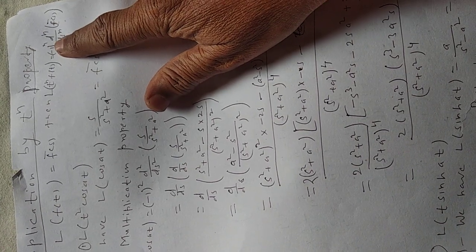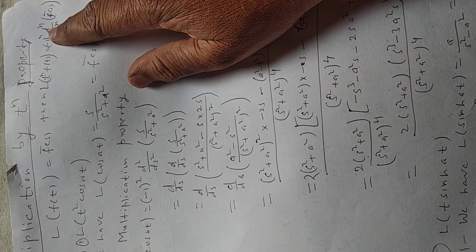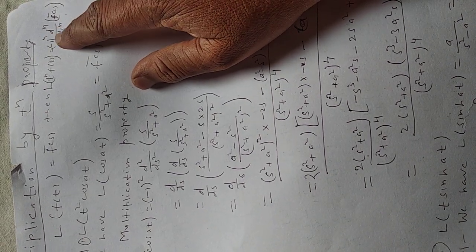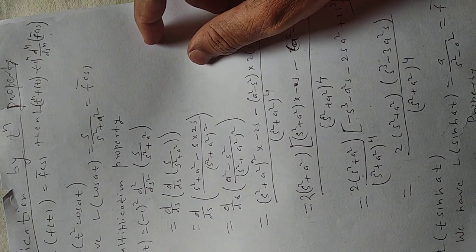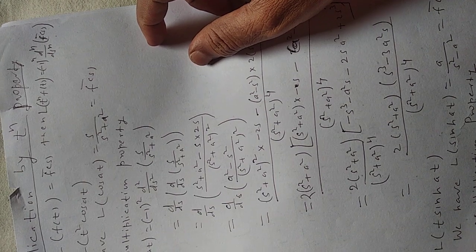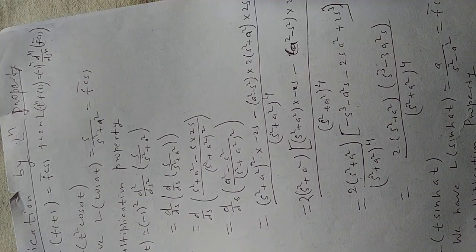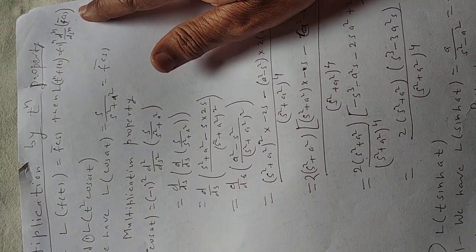And the multiplying factor is minus 1 raised to 1 if n is 1. If n is 2, minus 1 square, minus 1 cube, that is plus minus 1. Minus 1 raised to 1 is minus 1. Minus 1 raised to 2 is equal to plus 1. Minus 1 raised to 3 is equal to minus 1, and so on. Accordingly, you can make the corresponding changes.